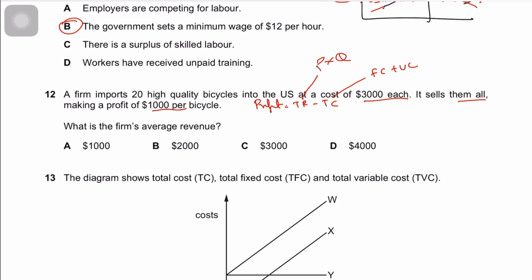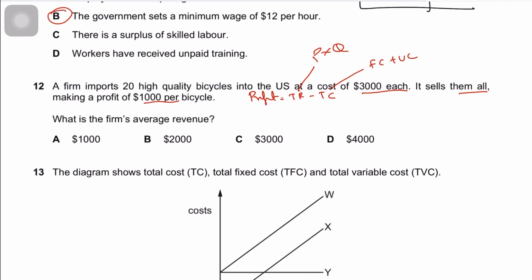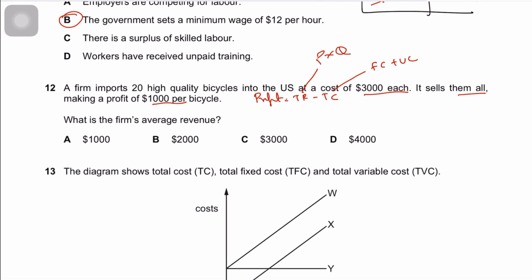So basically 20 bicycles are imported at a cost of 3,000. We don't know the revenue, that is X, and the profit is 1,000 per bicycle. Oh, by the way, the cost is not 3,000 in total, it's 3,000 each. So the total cost should be 3,000 times the number of units bought, multiplied by 20. The profit is 1,000 per bicycle, so it should be 1,000 times 20. So you just find the value of X and you can calculate that easily.